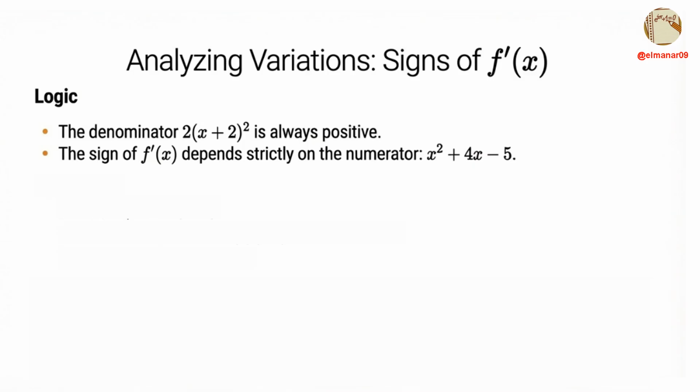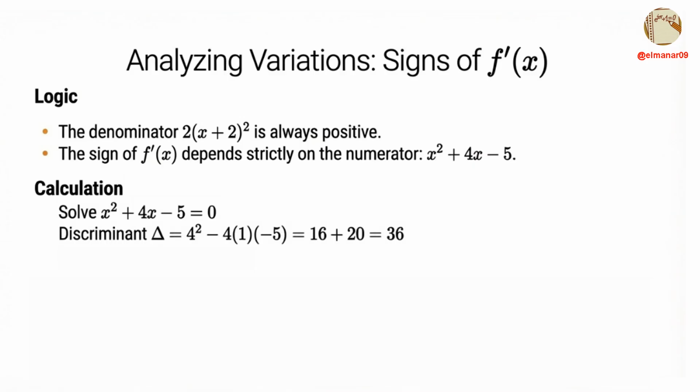So, let's get down to the calculation. We need to find where that numerator hits 0. We solve x squared plus 4x minus 5 equals 0. We use our old friend the discriminant, delta. We do the math, 4 squared minus 4 times 1 times negative 5, which gives us 16 plus 20 equals 36. That's a beautiful number, right? A perfect square. That gives us two clear roots, x1 equals negative 5 and x2 equals 1. These are our turning points, the spots where the action happens.